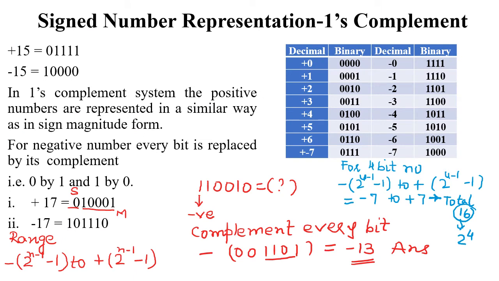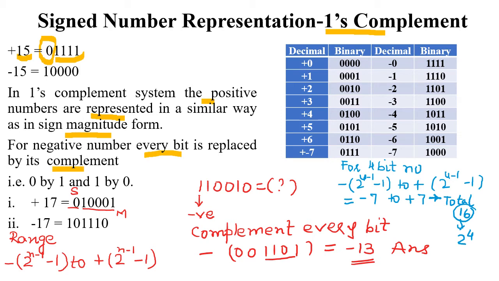Now let us consider another method for signed number representation. It is the ones complement method. In the ones complement system, positive numbers are represented in a similar way as in sign magnitude form. That is, for plus 15, the 4 bits indicate the magnitude and the first bit 0 indicates the sign bit. However, for a negative number, every bit is replaced by its complement.